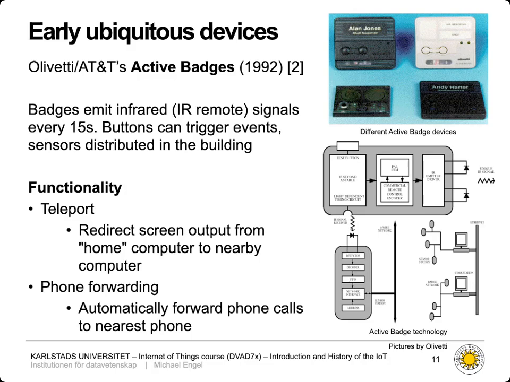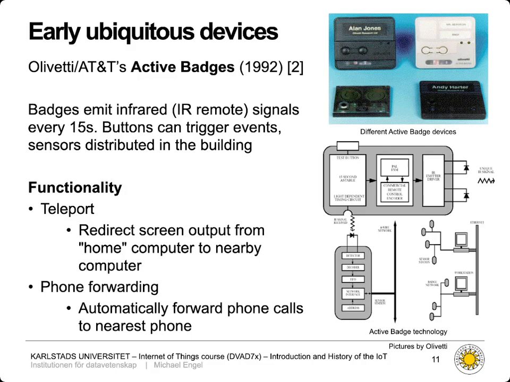So when we talk about the history of the IoT, I thought it would be interesting to discuss some of the early ubiquitous devices. Some research was done at a joint research lab in the UK by Olivetti and the US phone company AT&T. And this was a very simple technology called the active badges. So the researchers here were concerned with the problem of people moving around in a large office building. And this, remember, was in an era where mobile phones and mobile phone networks were not ubiquitous.